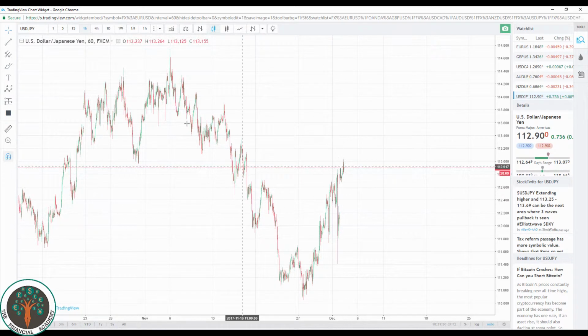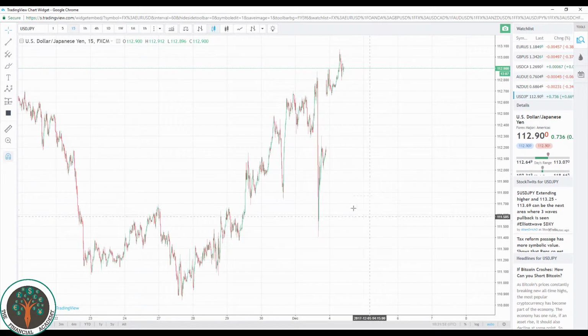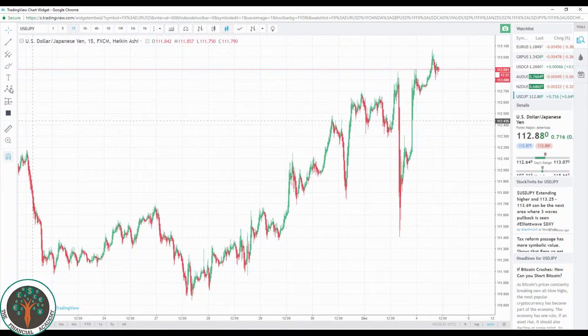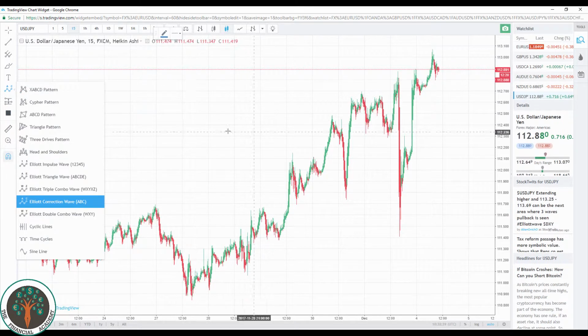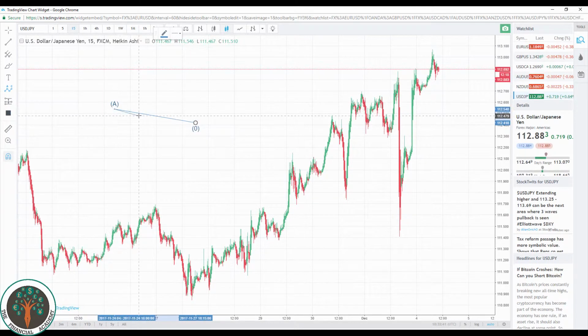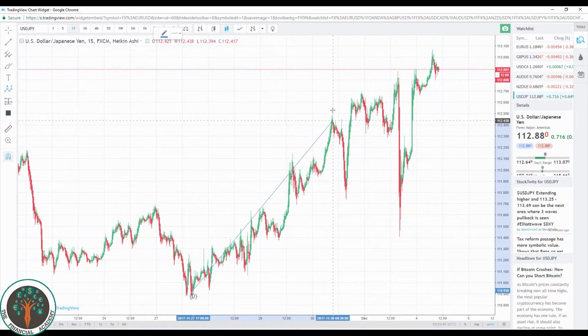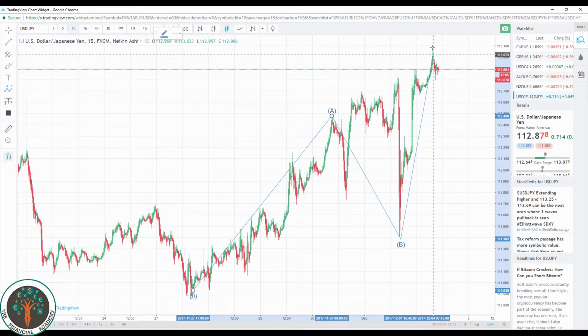So in order for us to do that, we need to go to a lower time frame, 15 minutes for example, and we can see that we've got a full corrective pattern. It's a bit misleading, this structure. I would definitely say that we're looking at an A wave, a B wave, and a C wave, when the B wave is a triangle.